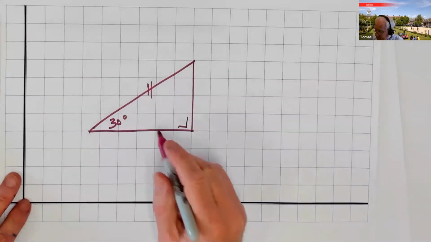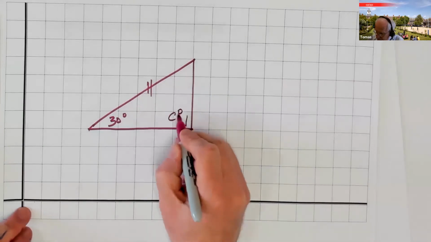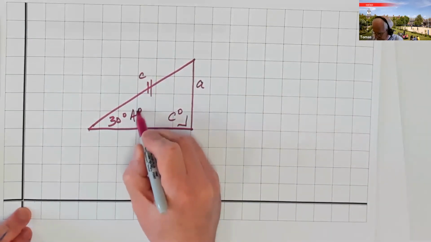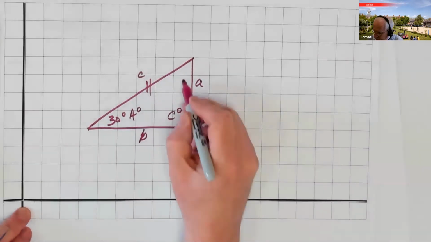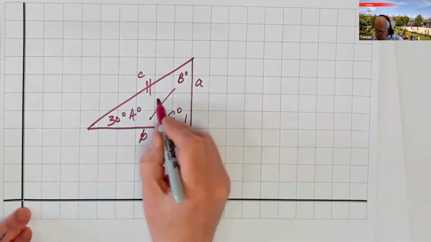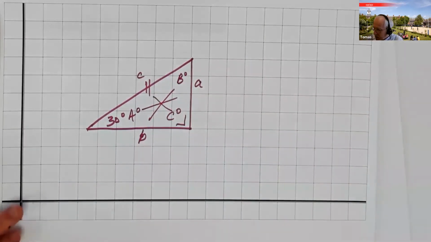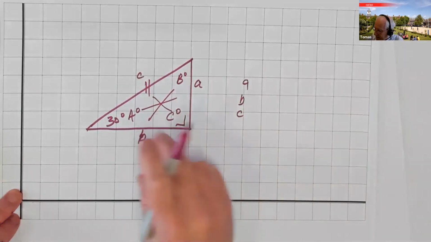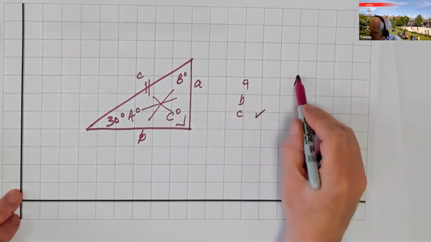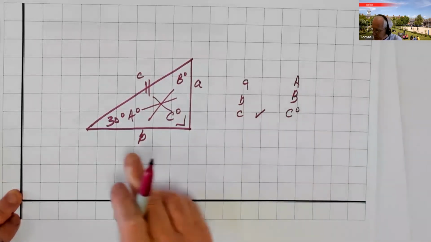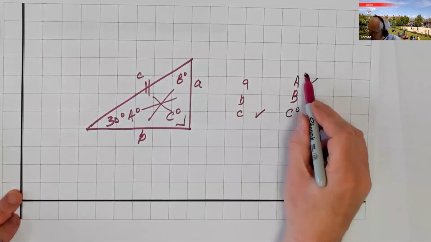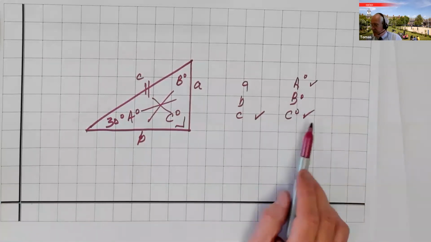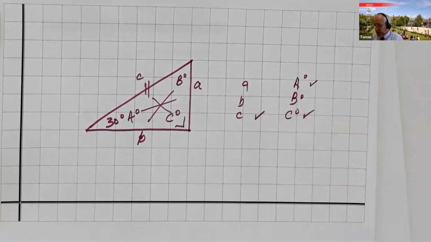I know if this was C, A, B, and B, A, B, and C, I would know the length of C, and A, B, and C, I would know the angle A, and I would know the angle C. So I have two angles and a side. I can use the sine rule. Or there's other ways as well.